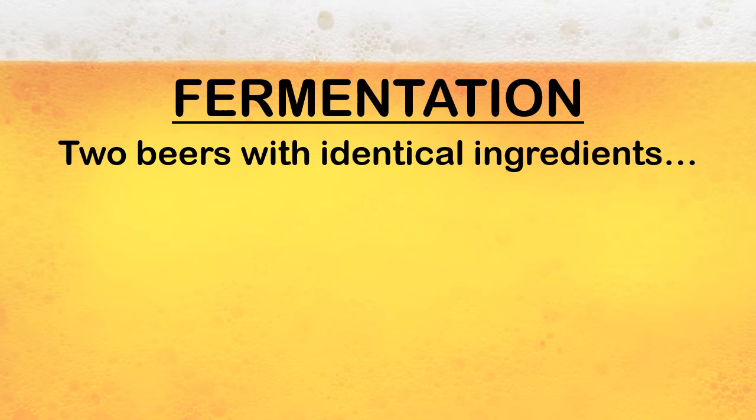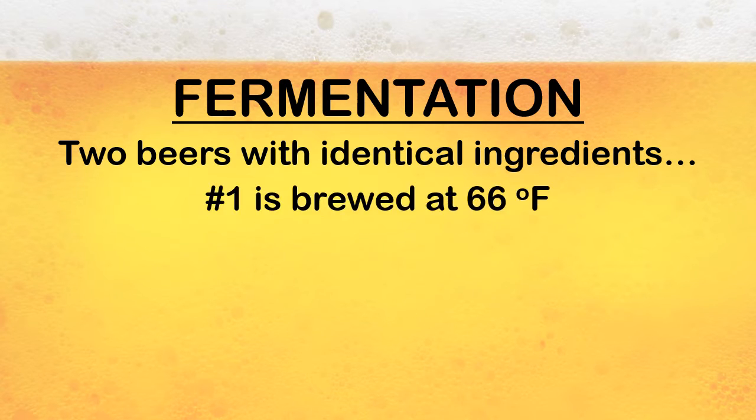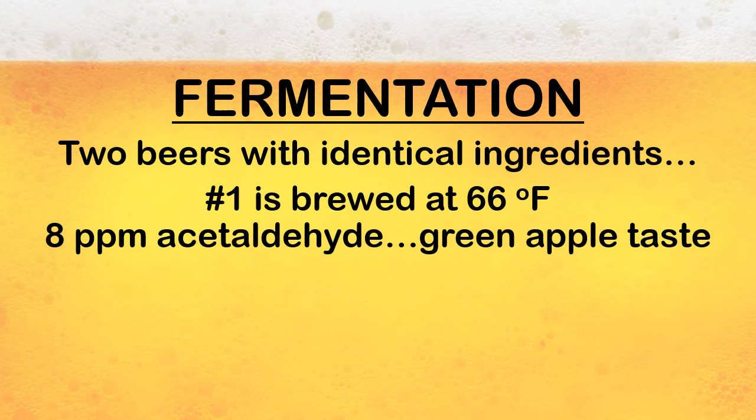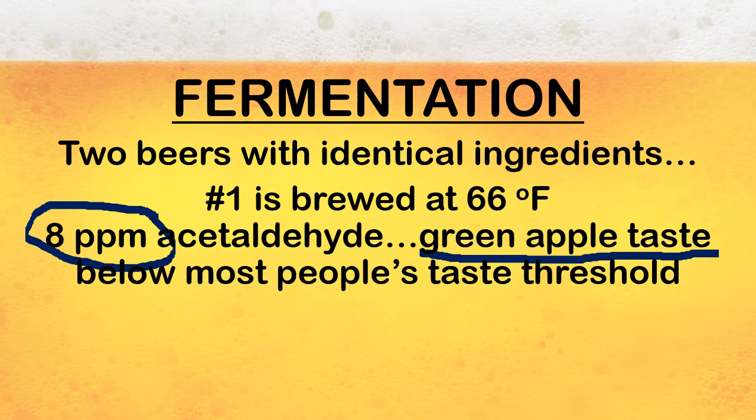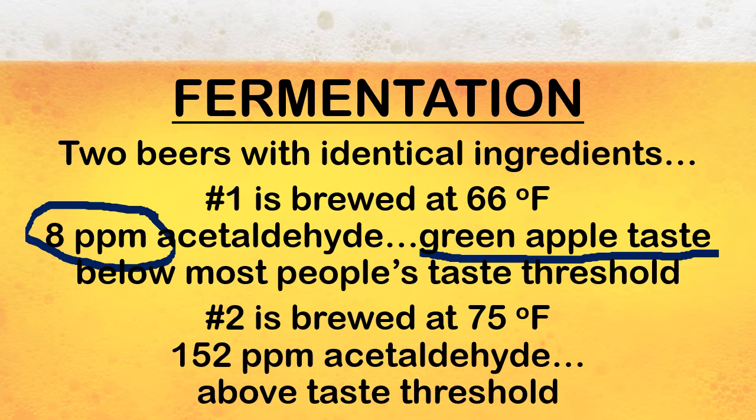Now, one of the experiments they did that was really interesting was they took two beers with identical ingredients, and the only variable was the brewing conditions. So the first sample was brewed at 66 degrees Fahrenheit, and that produced a beer with a green apple taste. And that green apple taste is due to only having 8 parts per million of acetaldehyde, which is a precursor to ethanol. This is way below what most people can taste. So this green apple taste is kind of a raw, greeny kind of thing.